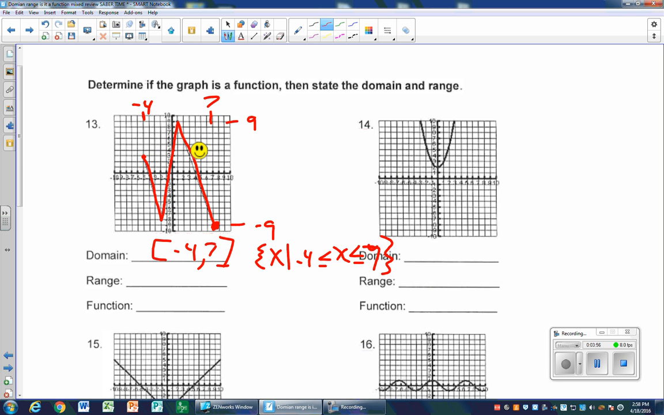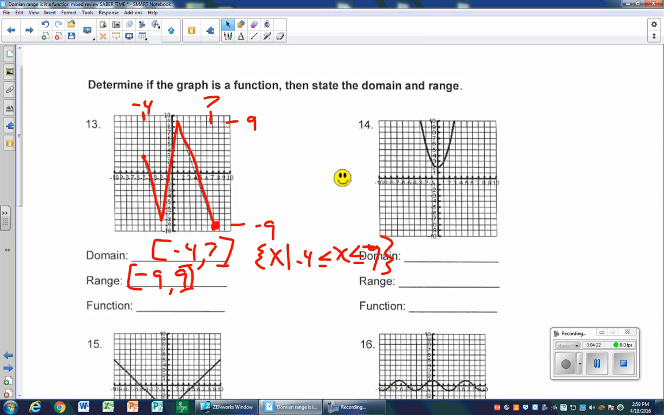Now the range. You look at the lowest, not the start. You're not going to say, oh, it goes from 3 to -9. No, you look at the lowest number, -9, and then you look at the highest number, +9. So the range is all the way from -9 to +9.